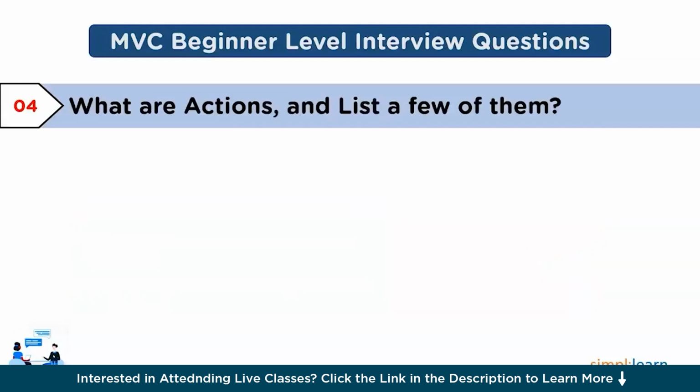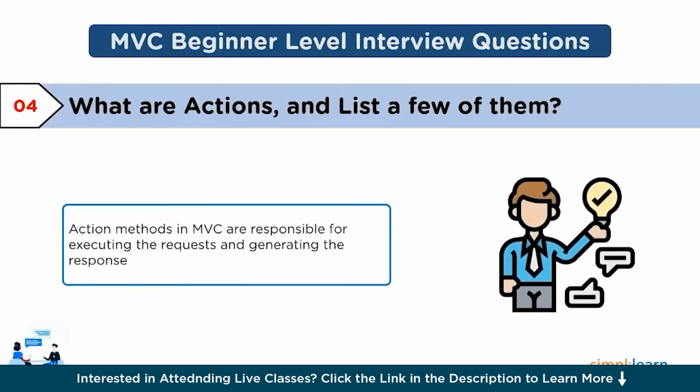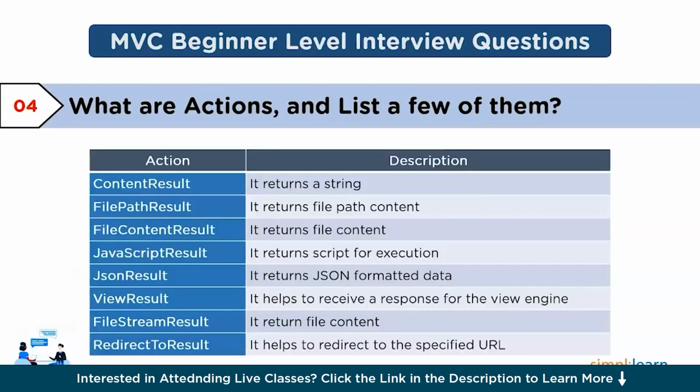What are the actions, and list a few of them. Action methods in MVC execute the request and generate the response. Actions have one-to-one mapping with the user. Here is a list of few of the actions.